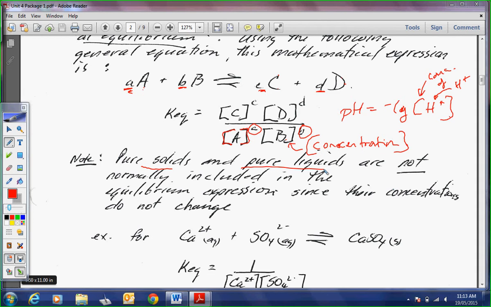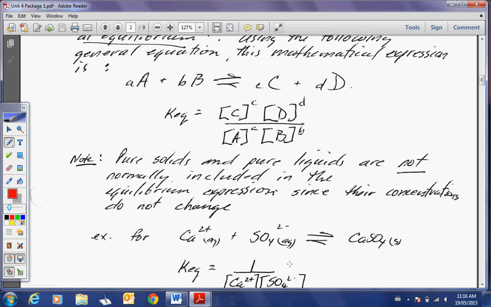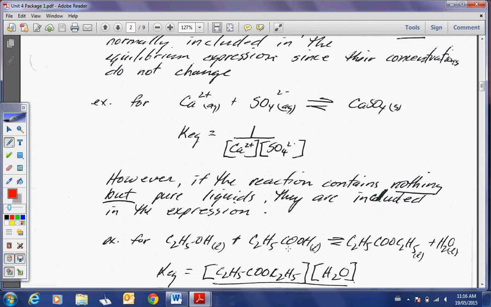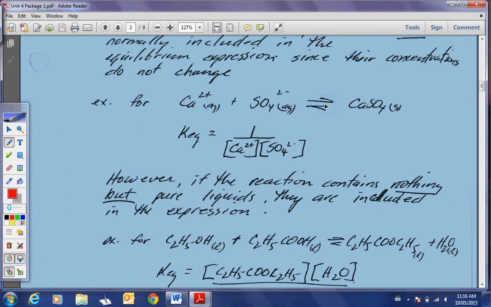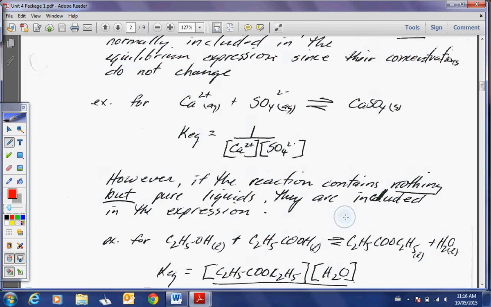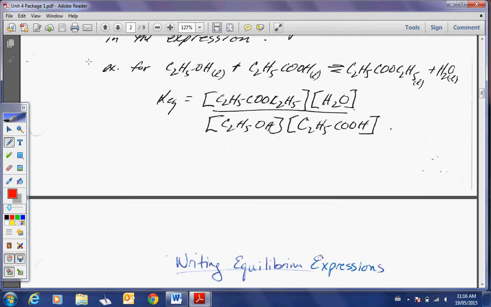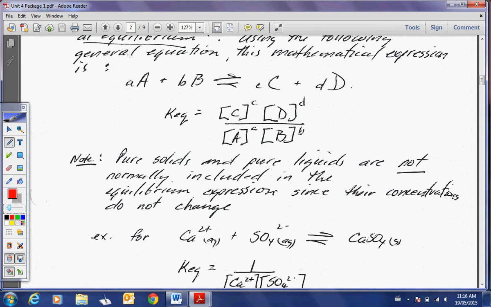Okay, so here's an example. Ca2 plus and SO42 minus in equilibrium with calcium sulfate. Every low solubility, in fact all solubilities, but especially low solubilities, will have equilibrium arrows. Remember your solubility table? So we go products over reactants because of up here, up here, up here, we had the products C and D.